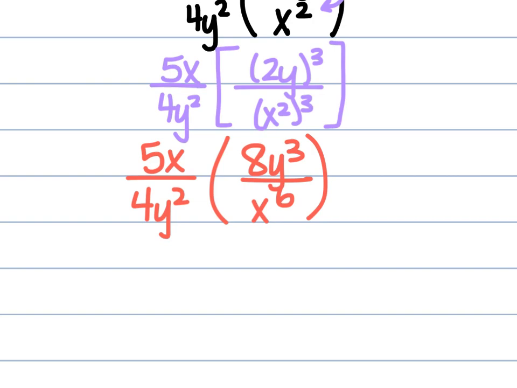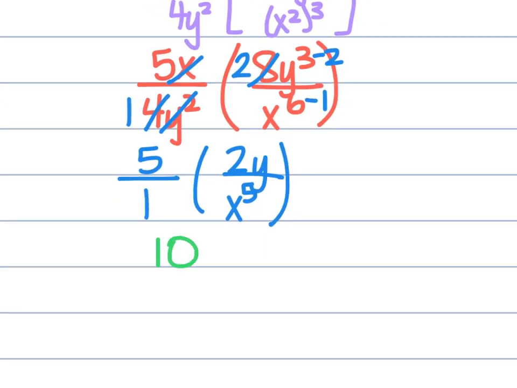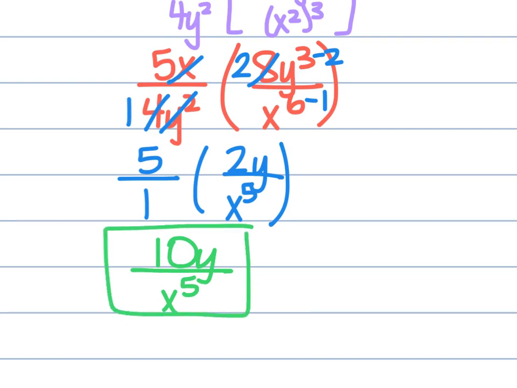Now, we can also simplify before we multiply, just like we normally would. The 5x and the x to the 6th power, we can simplify those x's and take 1 away from that 6. The 4y squared and the 8y cubed, 4 and 8 share a common factor of 4, so the 4 would become a 1, the 8 would become a 2. The y squared you can take away from the y cubed. So then we're going to have 5 over 1 times 2y over x to the 5th. So this 5 times 2 is 10. Keep the y over x to the 5th. So 10y over x to the 5th.